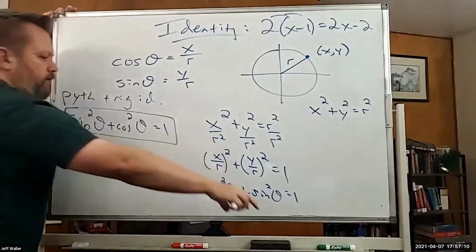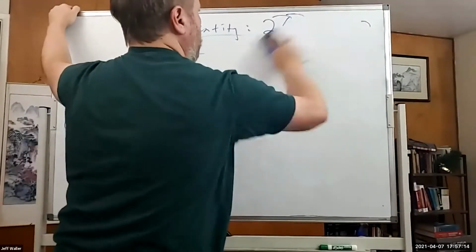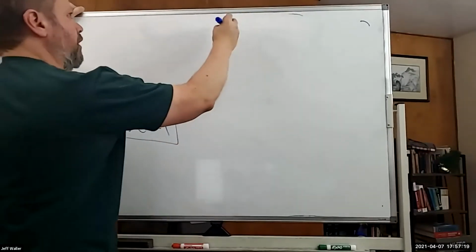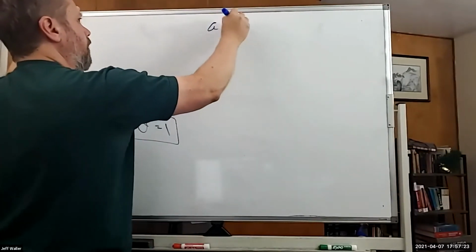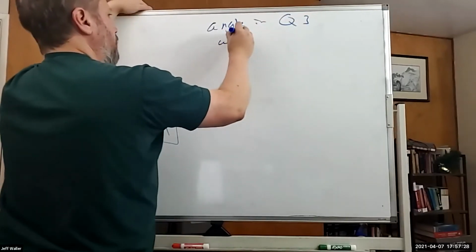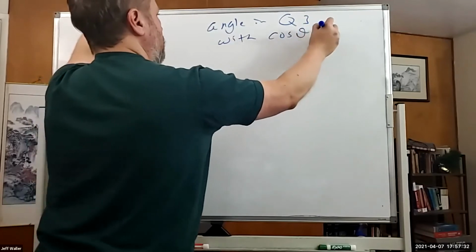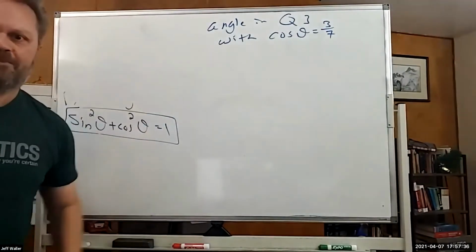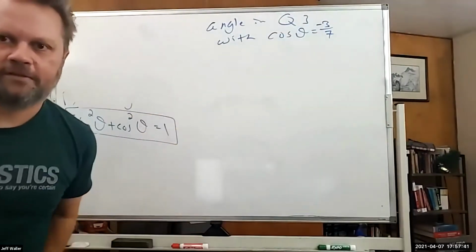All right. So what's a different way I could do this kind of problem now? We did a problem like this before, but there's a different way I can do this problem now. What if I have a triangle, an angle in quadrant 3 with cosine theta equal to negative 3/7?